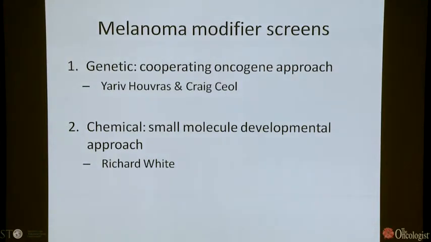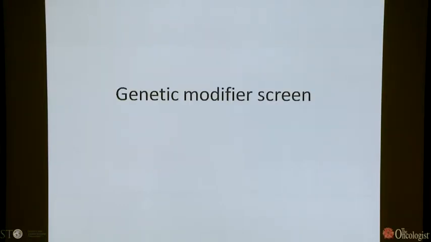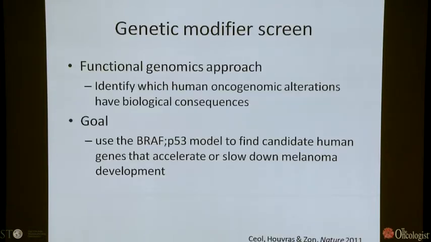So the genetic modifier screen was work done by some of the people who are research fellows and postdocs with me in the Zon lab, Yariv Houvras and Craig Ceol, and I'll talk about this one first, which was a cooperating oncogene approach, and then I'll talk in more depth about a chemical screening approach, which was a small molecule developmental approach done by myself, but I'll talk about each of these in turn. I'll start with the genetic modifier screen.